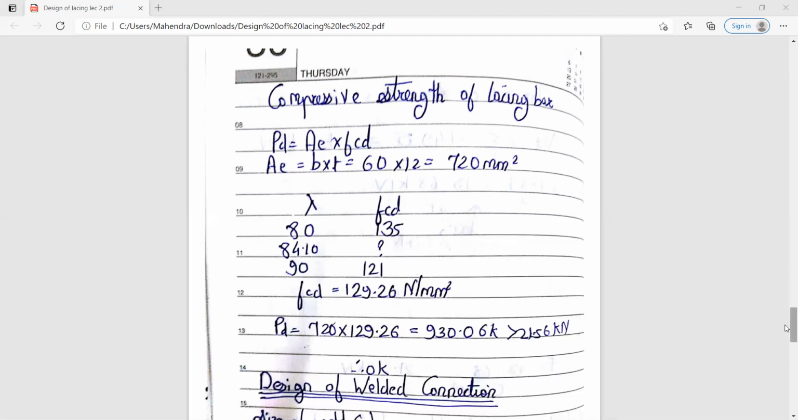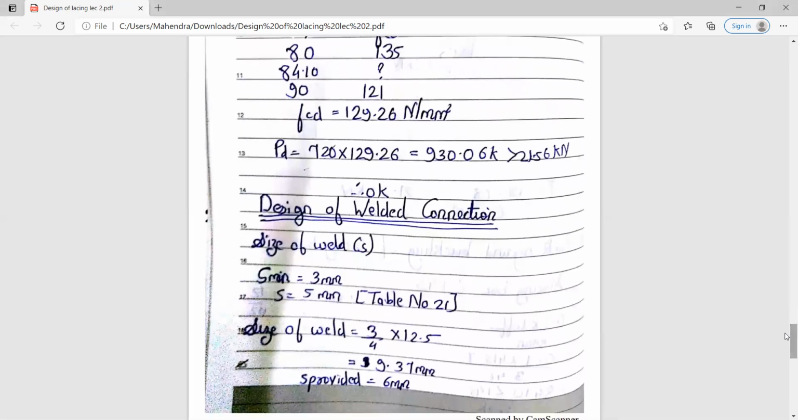Now you need to calculate for the welded connection. For the welded connection, the size of the weld as minimum is given to you, that is 3 mm. Then spacing, that is 5 mm. This is from table number 21 of your IS code. Refer to table number 21 for the spacing. So when the size of the weld is 3 mm, the spacing you get is 5 mm.